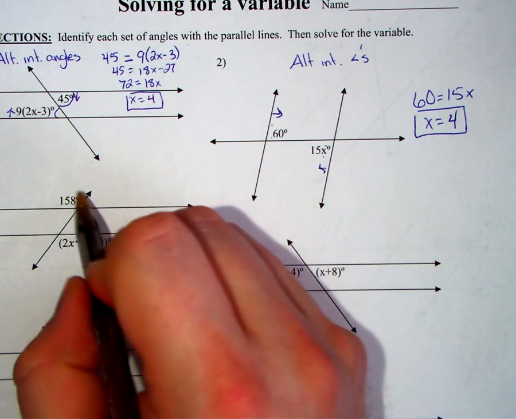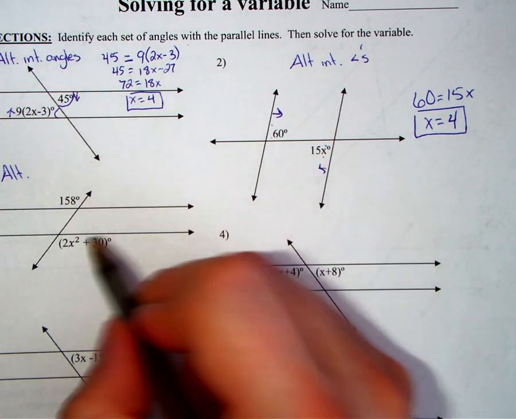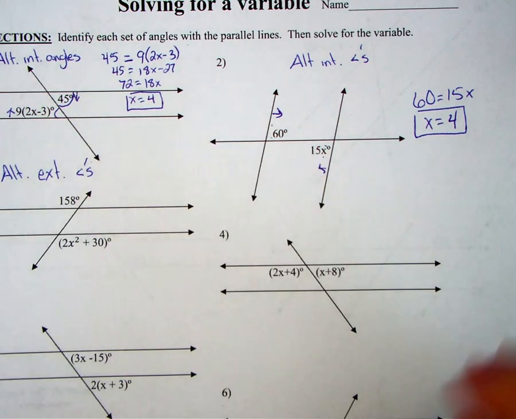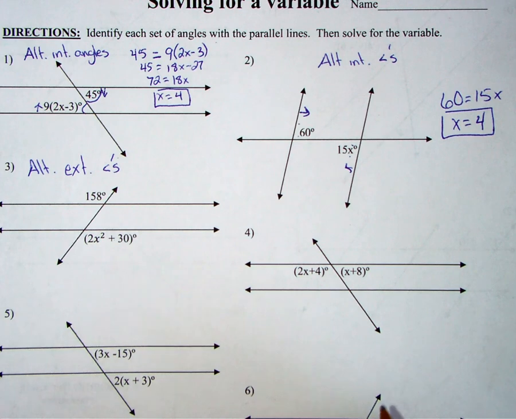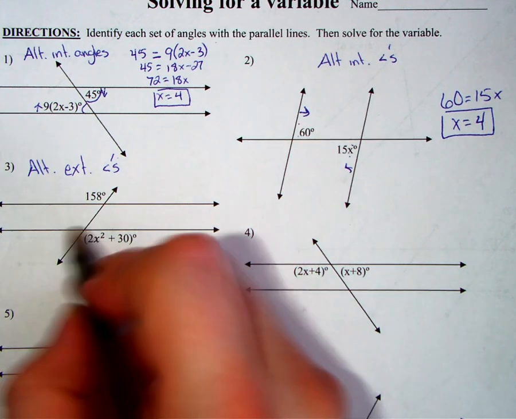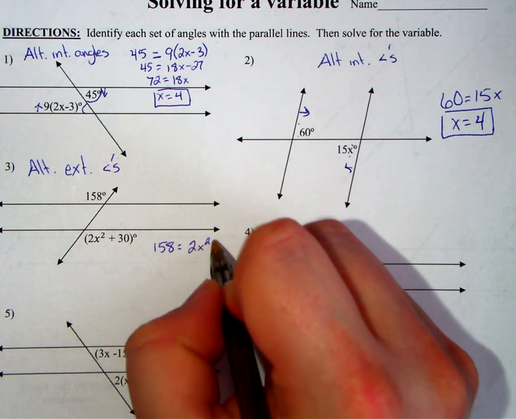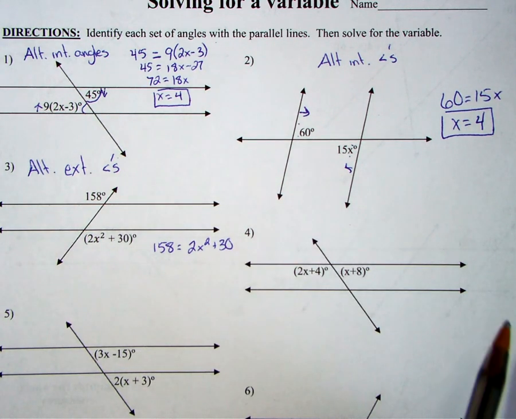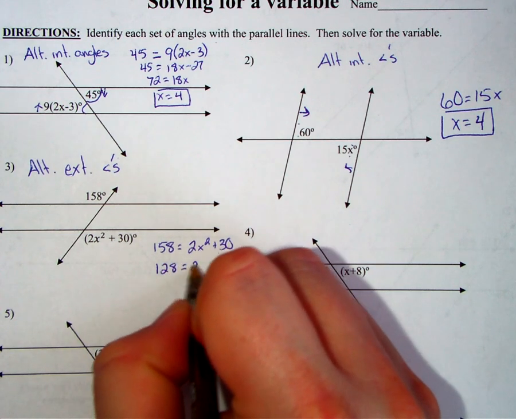Number 3. This time we're on alternate sides of the transversal, so alternate, except we're outside the parallel lines, exterior angles. Well, alternate exterior angles are also congruent, so we can say 158 is equal to 2x squared plus 30. So again, we want to isolate the variables, so we're going to subtract 30 from both sides. And we end up with 128 is equal to 2x squared.